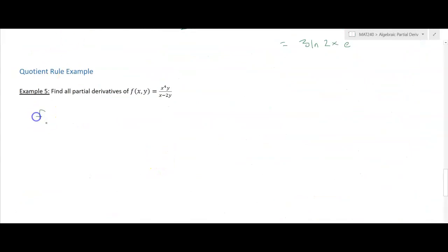So to compute f sub x of x comma y, we're going to need to take the derivative of the top with respect to x, multiplied by the bottom, no derivative of that. So this is like thinking about this as f over g. F prime would be this times g minus the top, no derivative, multiplied by the derivative of the bottom, all divided by the bottom squared.